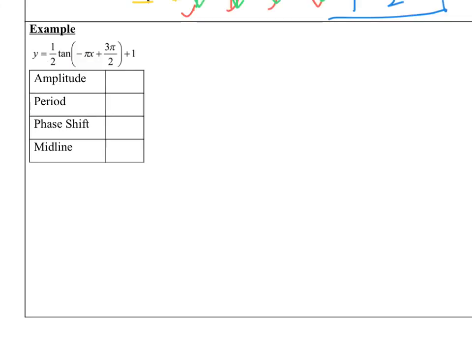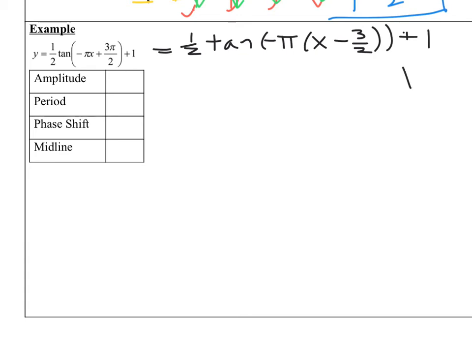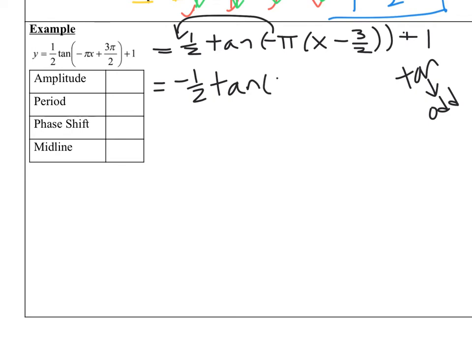This one has a lot more going on. So first I'm going to factor out this negative pi. Which leaves me with x minus 3 over 2 plus 1. So honors, what we need to know is that tangent is an odd function. So that negative is going to come outside. Standard, don't worry about that. I would just go ahead and give you this as negative tangent. Don't worry about why that happened.